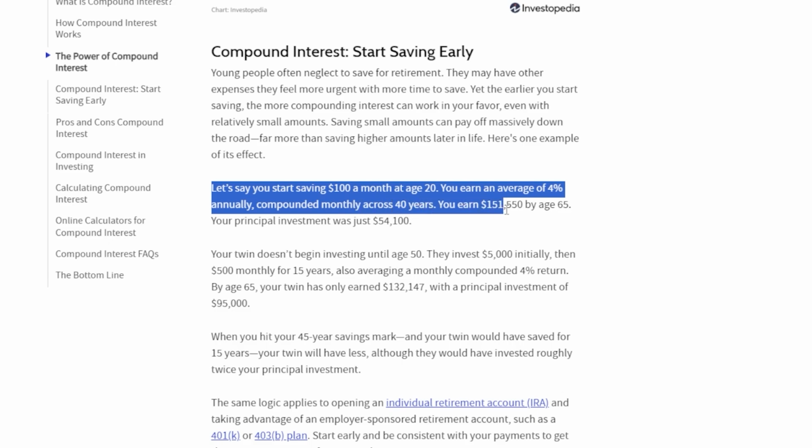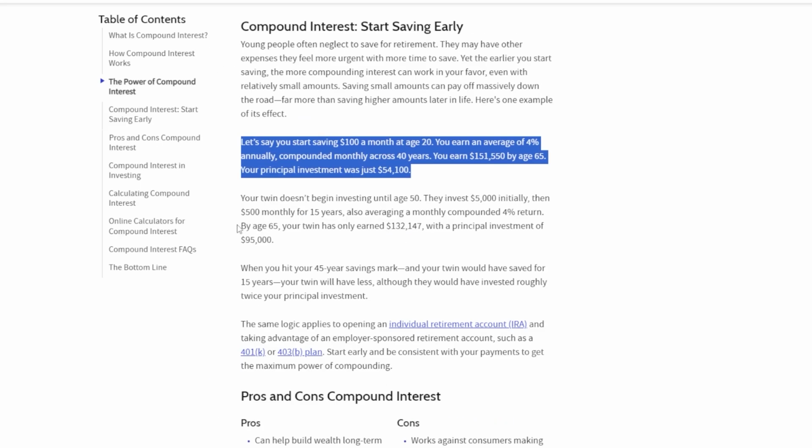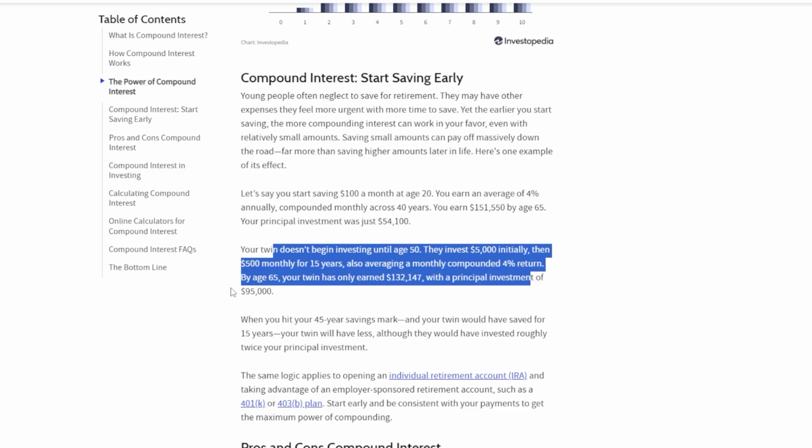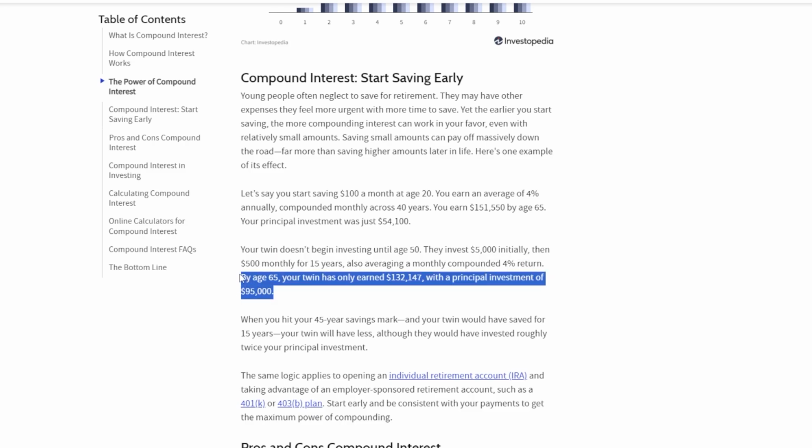You would earn $151,550 by the age 65. Your principal investment was just $54,000 though. Now, in the same token, your twin doesn't begin investing until they're age 50. They invest $5,000 initially, then $500 monthly for 15 years, also averaging a monthly compound return of 4%, but by age 65, your twin has only earned $132,000 plus with the principal investment of $95,000.